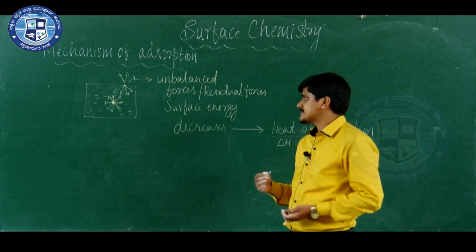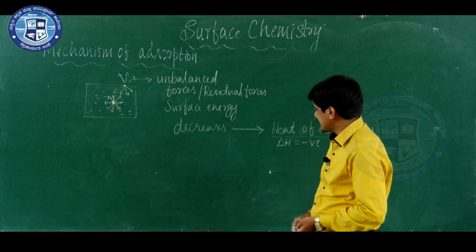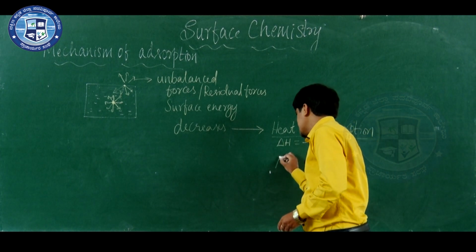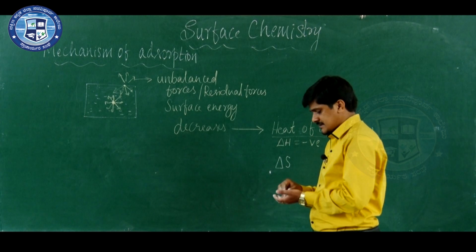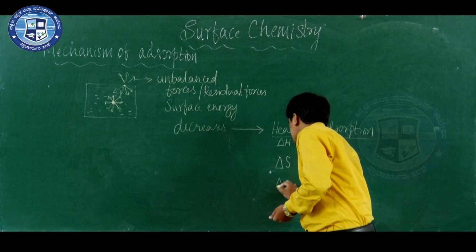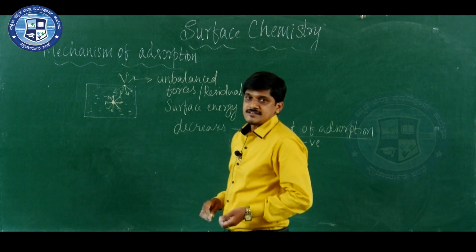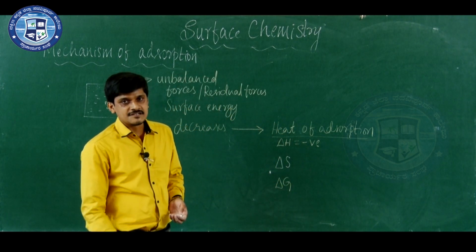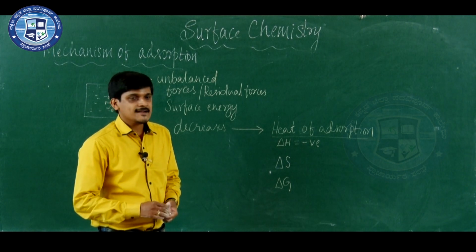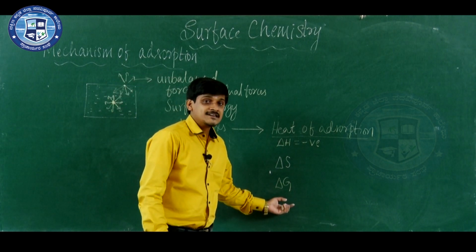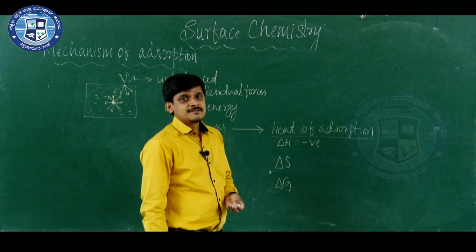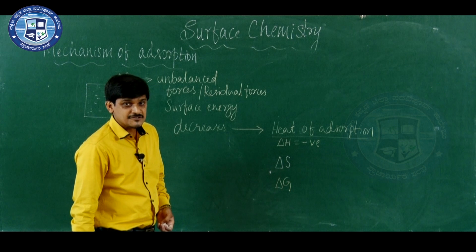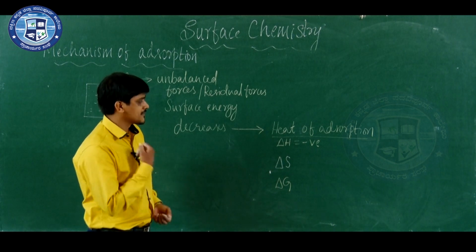How do we see whether it is spontaneous or non spontaneous? For that we should consider two more values. One is delta S and another one is delta G. In the thermodynamics chapter in first PUC you have learned the Gibbs free energy equation. So those reactions in which delta G becomes negative, such reactions are spontaneous, we have said. Now let us see whether adsorption is spontaneous or non spontaneous.